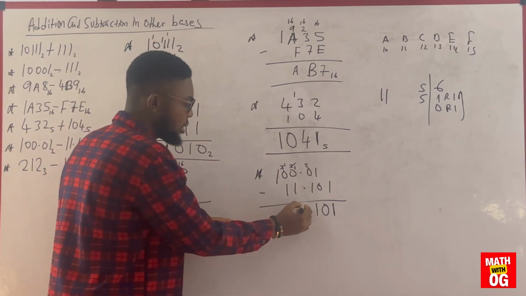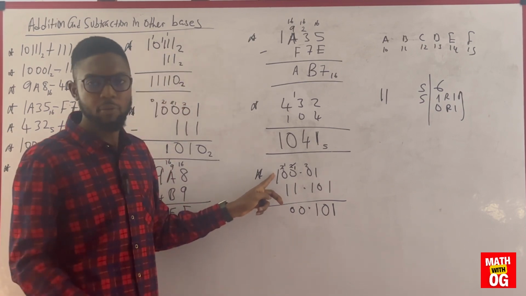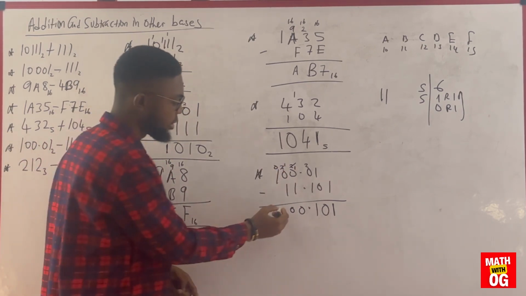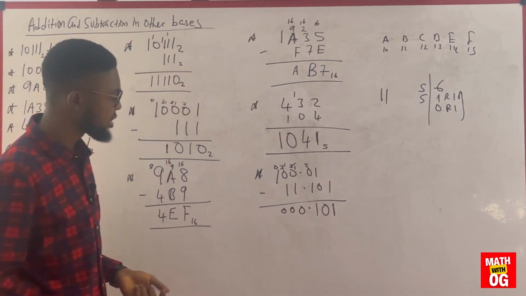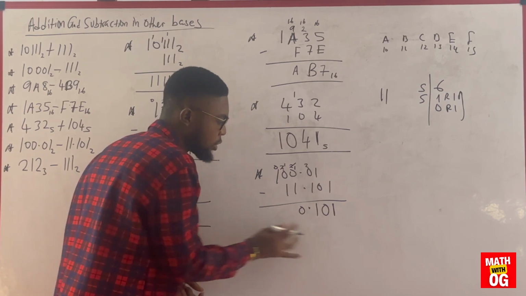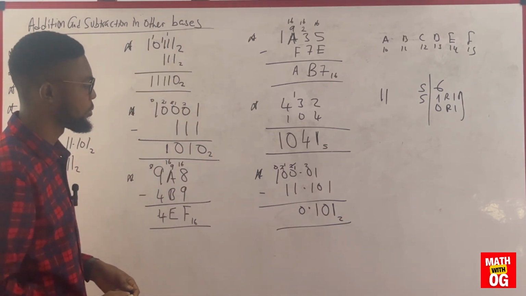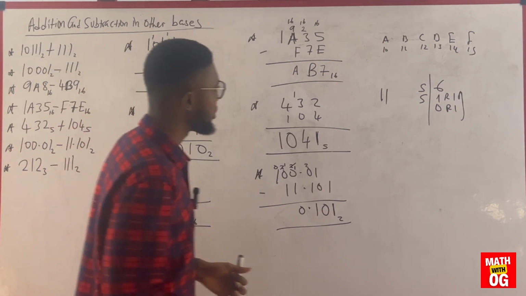1 minus 1, 0. 1 minus 1, 0. Remember, we borrowed 1 from here, so here is automatically 0. So this is 0. We can't write 000.101, it doesn't make sense mathematically, so I can clean this up. So my answer is 0.101 in base 2. Now the last question.